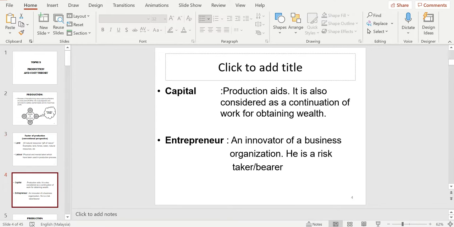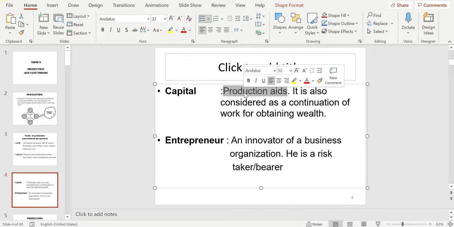Next, we go for capital. I already explained in chapter topic 1 here. Just a recap again so that you can recall. What does it mean by capital? Capital is production aids. In accounting, capital means money. But in economics, it is production aids, meaning machines to produce goods. It is also considered as a continuation of work for obtaining wealth.